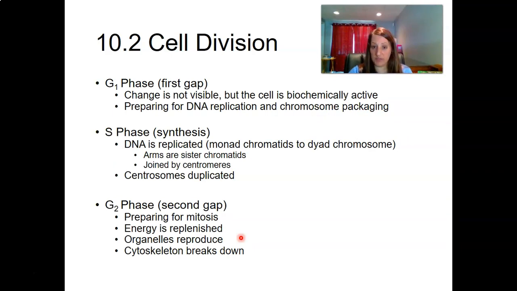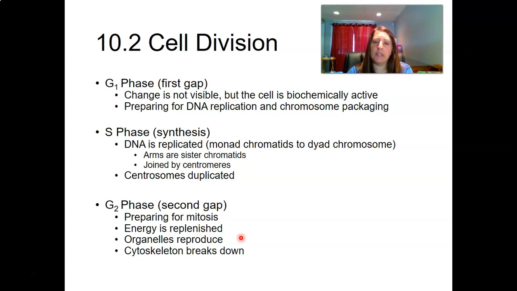So G1, which comes first, is called the first gap. Gap is kind of misleading. It makes you think of rest, but the cells definitely aren't resting. Instead they're getting ready for DNA replication. If you were to take a look at an interphase cell under the microscope, you don't see differences, right? The cytoplasm looks pretty much the same. The nuclear envelope is still intact. There's still a nucleus. The DNA doesn't look much different.